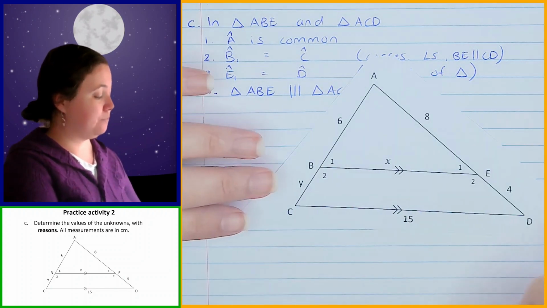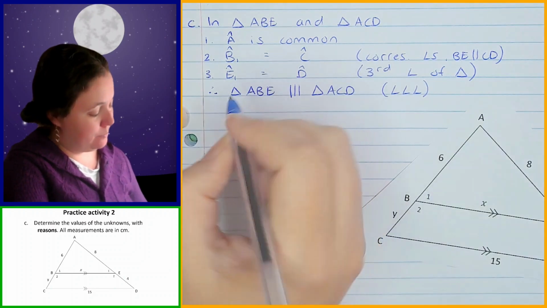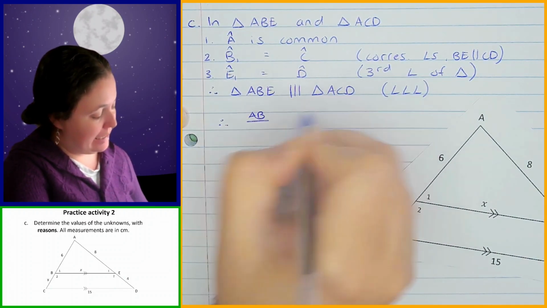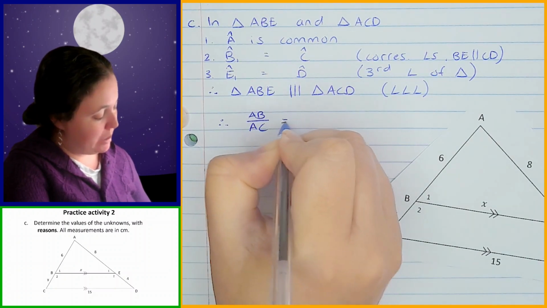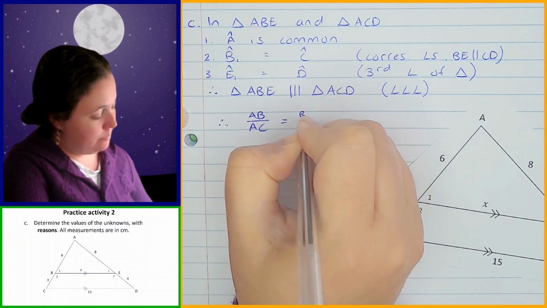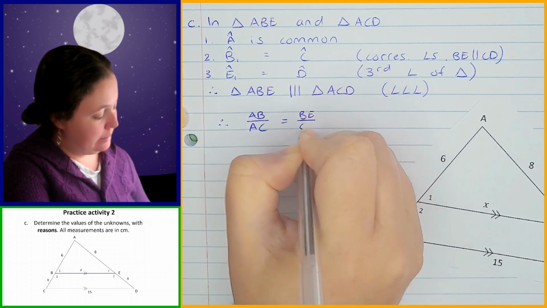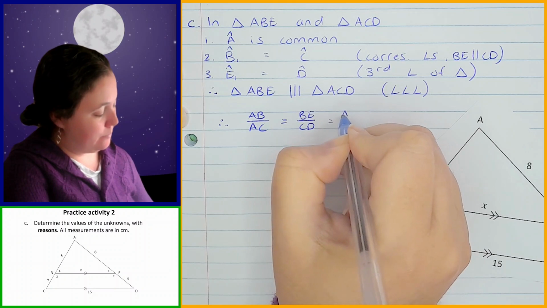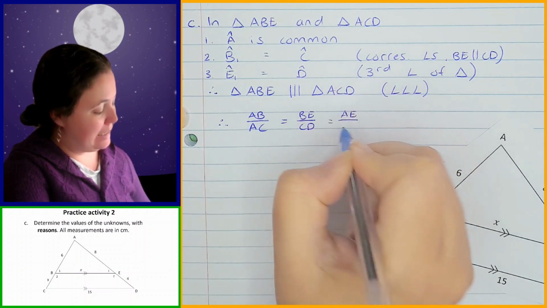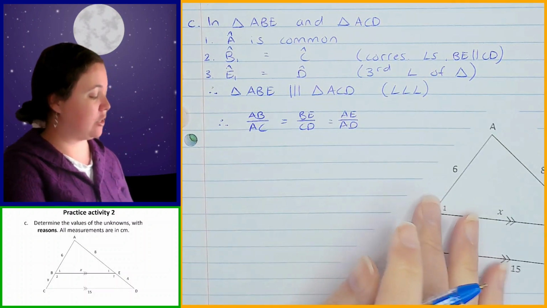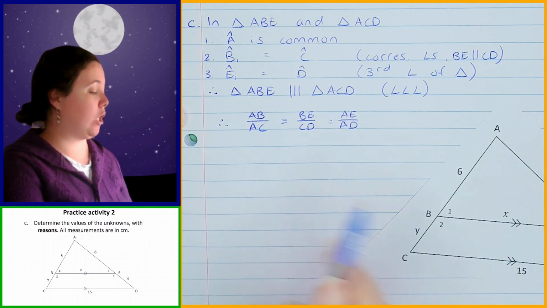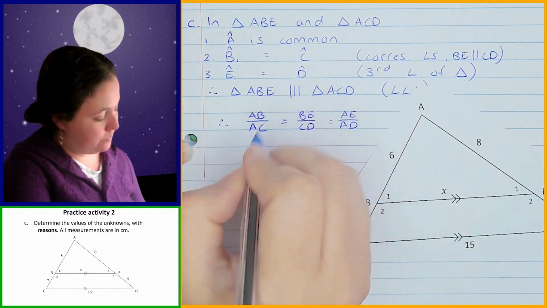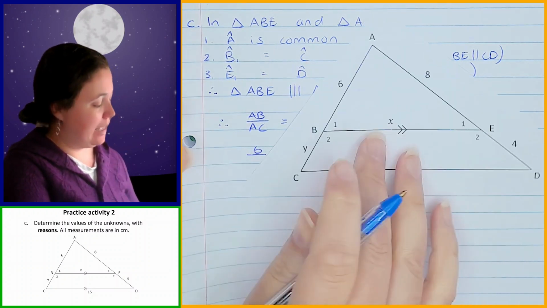So therefore, AB over AC must be equal to BE over CD, which must also be equal to AE over AD. Okay, so now I'm going to go and fill in what I know for those. So AB I know is 6. So that's 6 over AC.